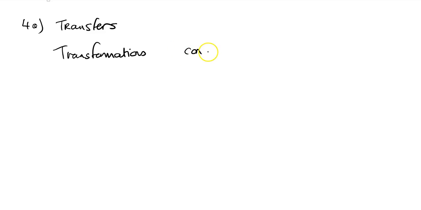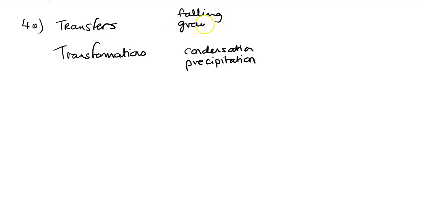Many of you mentioned condensation, so the formation of clouds, or precipitation, so rain coming from water vapor. Transfers, once that water vapor has become liquid water, so falling from the clouds, or the movement of groundwater or runoff. So all you needed to do here was define a transfer, define a transformation, give an example from the water cycle, and give an example from the water cycle.